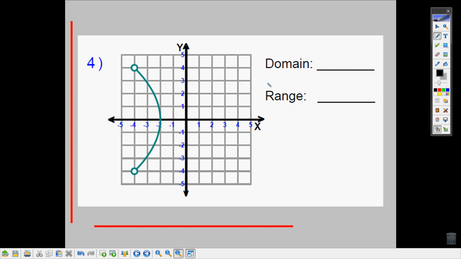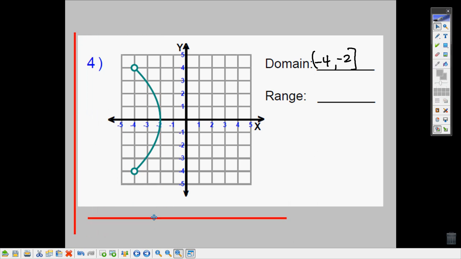Number 4, so for my domain, I'm going to start from the left. The first value that I touch is a -4. Now it hits 2 points, but both of those points are not included, so I'm going to have a parenthesis till I get to the farthest right of my graph, which is a -2. Now notice, it's a nice smooth curve, no gaps, no holes, so I'm going to indicate that with a bracket.